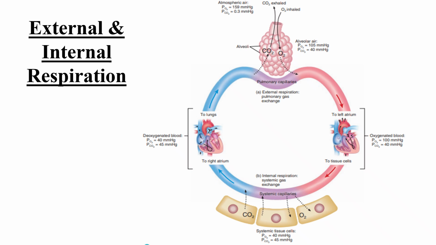Then the partial pressure of carbon dioxide in the cells is around 45 mmHg, and in the systemic capillary it is around 40 mmHg. So the carbon dioxide diffuses from the tissue cells into the blood until the pCO2 in the blood increases to 45 mmHg. So that is regarding the external and internal respiration.